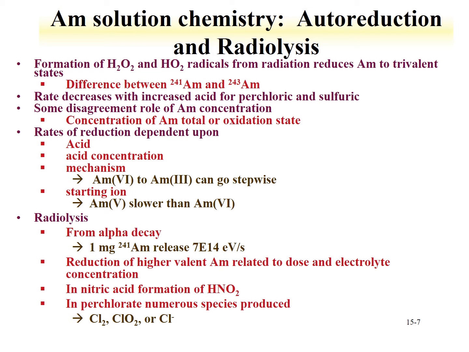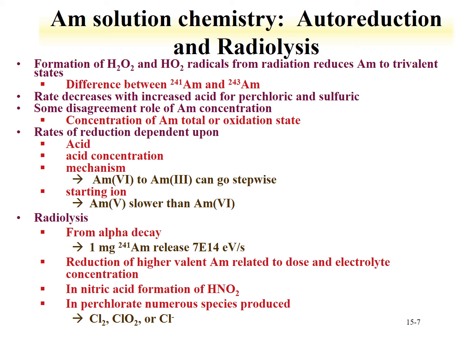Another effect, which is similar to this autoreduction, is radiolysis. And this is just the formation of those radicals and variations in the chemistry due to the radiation. So not of the americium itself, but of the solution or ligands around the americium, and this can influence the americium speciation. So the radiolysis, for example, 1 milligram of americium-241 releases about 7 times 10 to the 14th electron volts per second, where bond energy is on the order of tens of electron volts. This is very much sufficient energy to induce reactions.